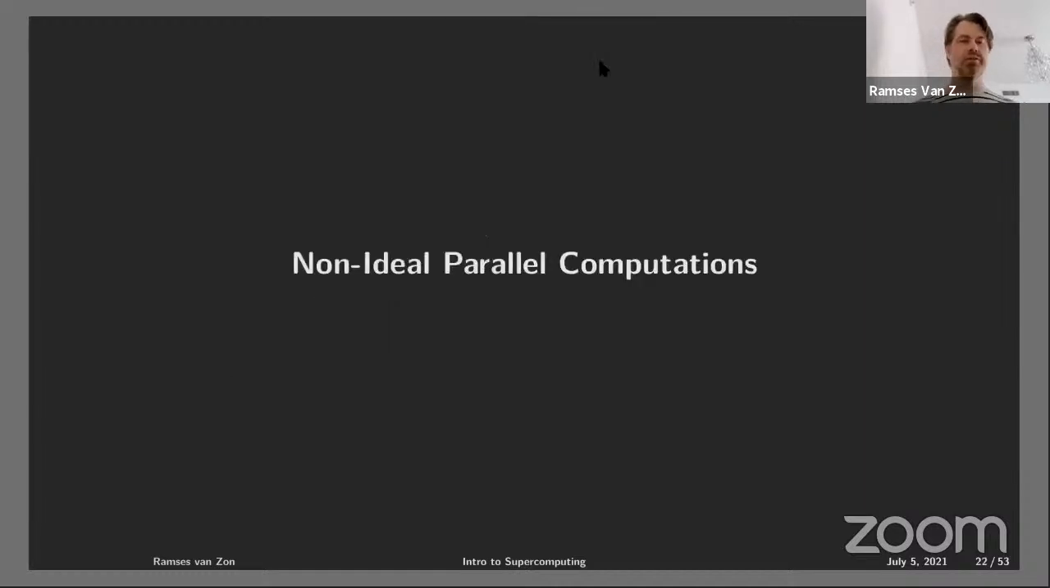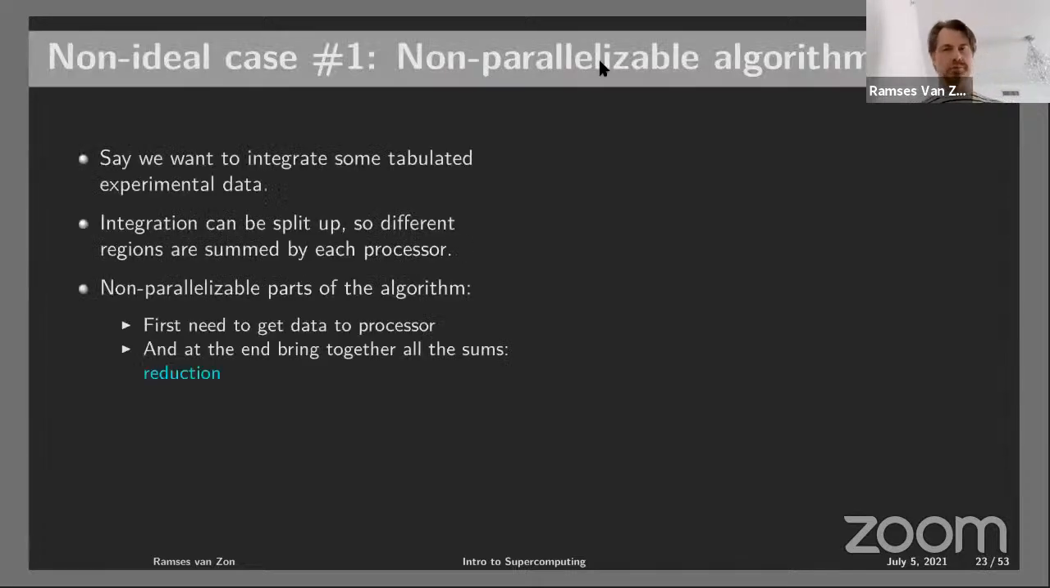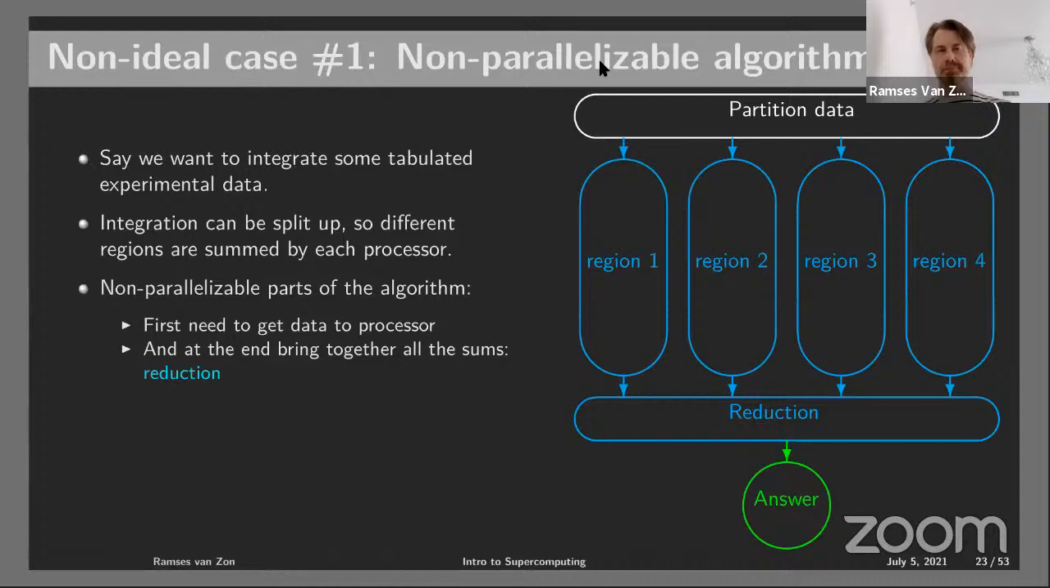But that's not the common case. Usually you have non-ideal cases. So let's look at a non-ideal case. Here's a non-parallelizable algorithm. Suppose we have some experimental data, field data, and we want to integrate it, but sum it all up, maybe take the average, something like that. And it's a lot of data.